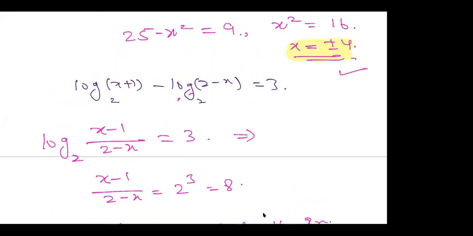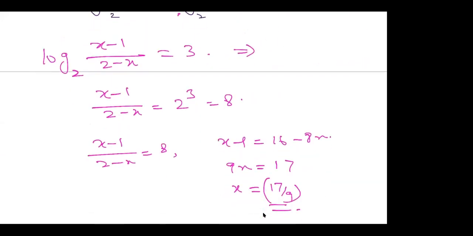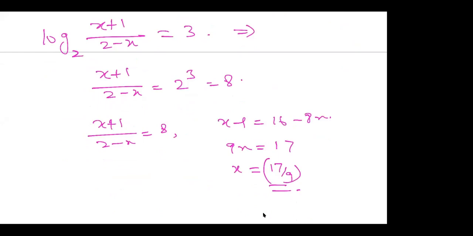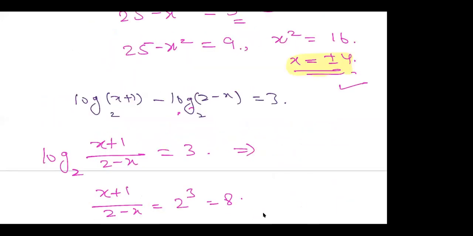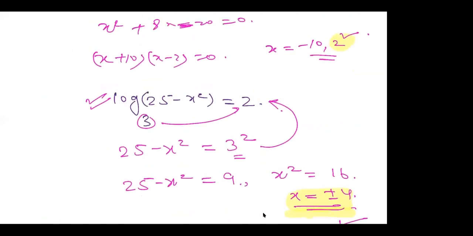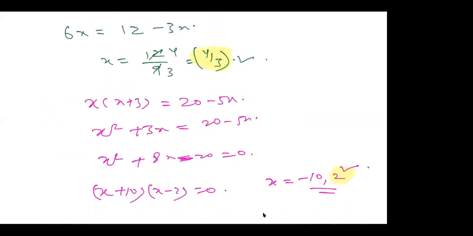17 by 9. Okay, there was a plus in the question, so we can write this as 15 by 9, which is 5 by 3. You are getting x is equal to 5 by 3. So the fourth answer is this, the third answer is there, second is 2 and first is 4 by 3.